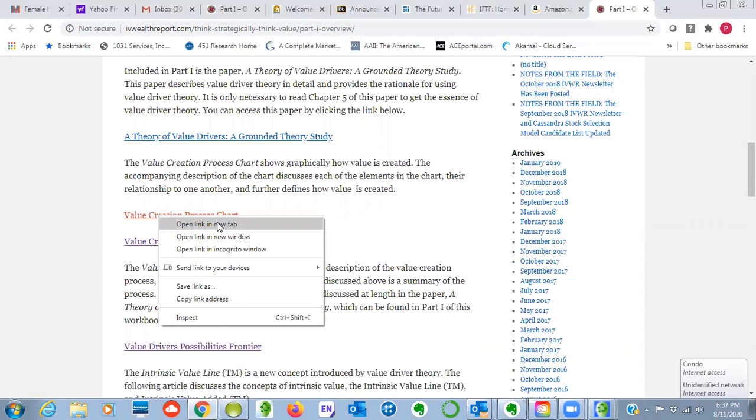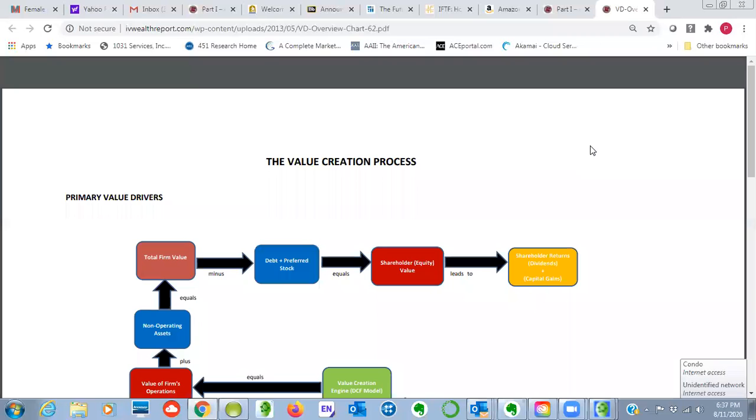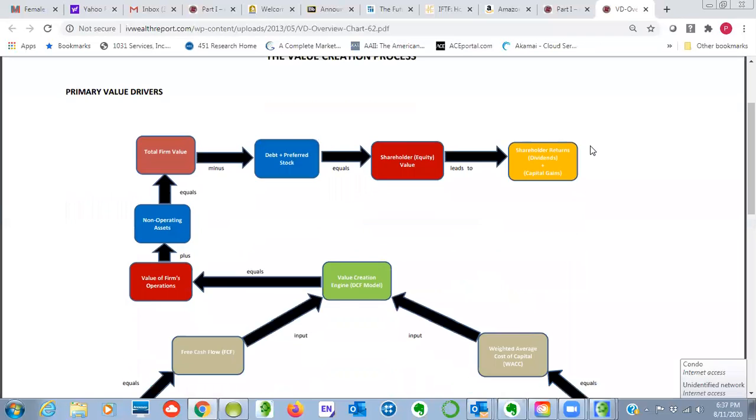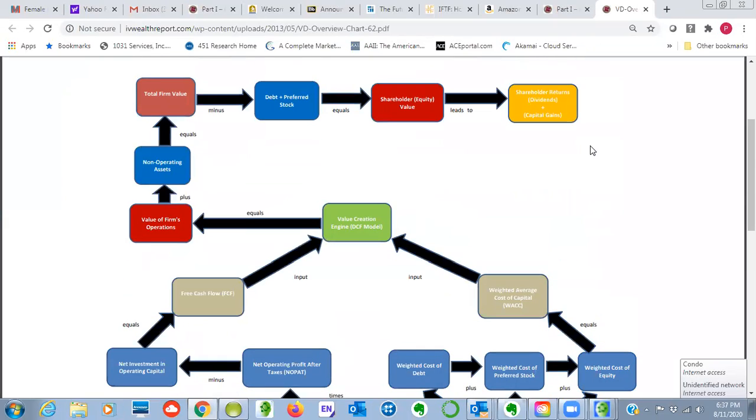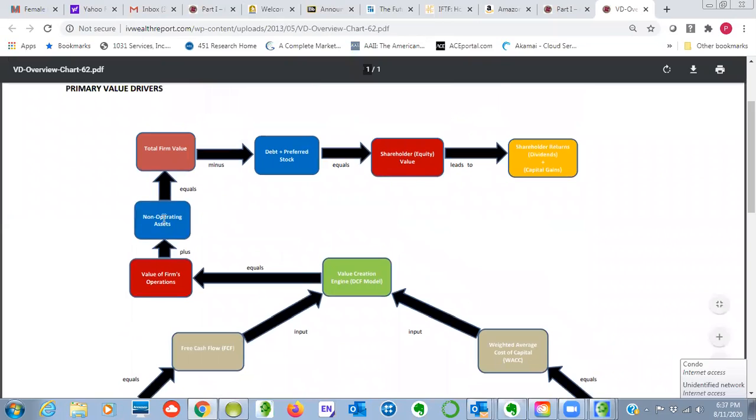And if we go down to the value creation process chart, you guys have all seen this many times, but we'll just go through it again here real quick. Should be coming up here in just a second. There we go. I think you've all seen this probably several times now, but this value of the firm's operations, that is the intrinsic value. You can also, if you want to carry it up here, not a bad idea. So you go through these other steps here to get the actual shareholder value.